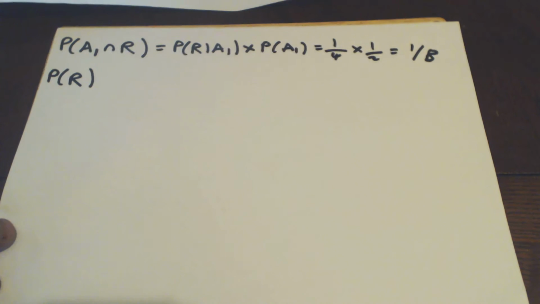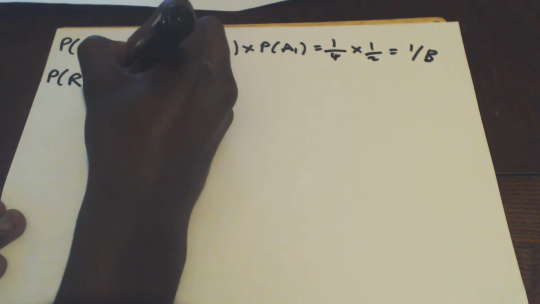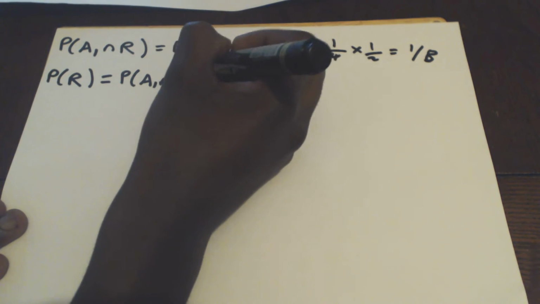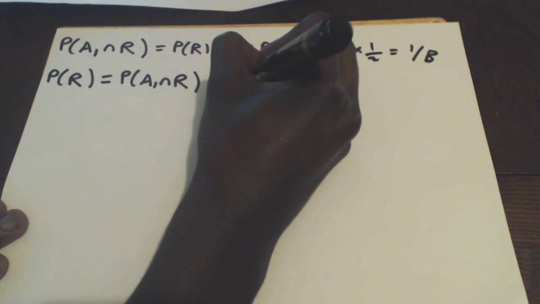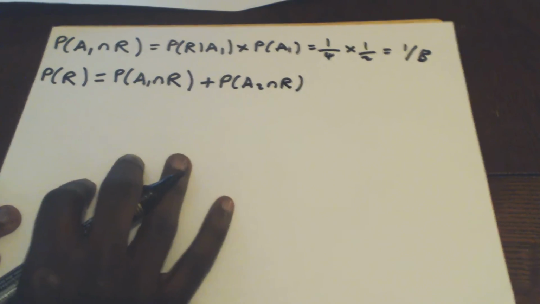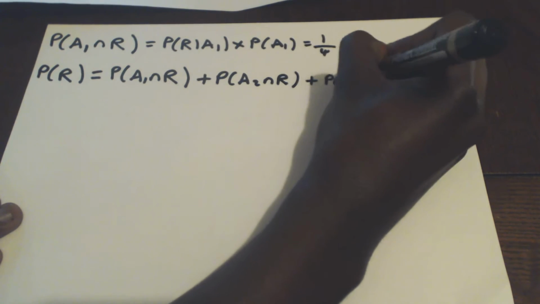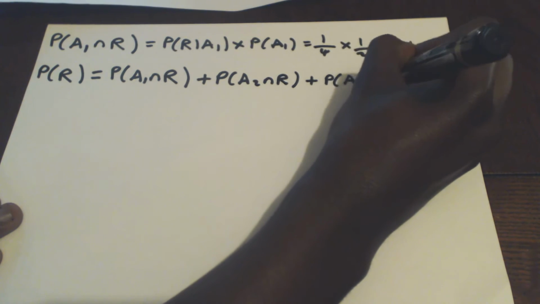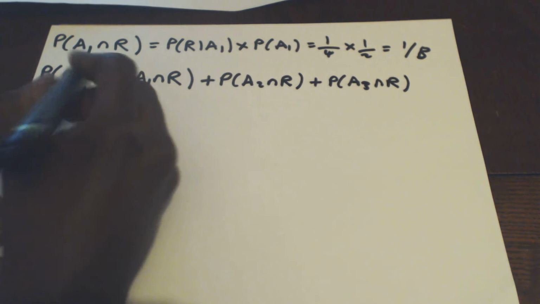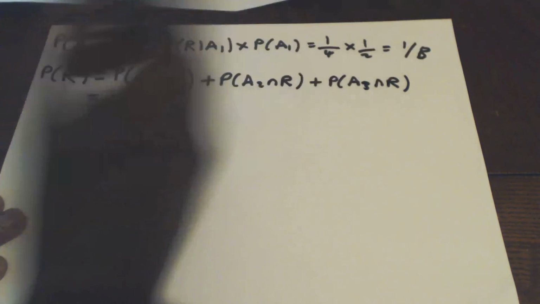We just want the probability that it needs repairing. Well, what's that going to consist of? It could be that it was A1 and needs repairing, so it could have been brand 1 and then needed repairing. Or it could have been brand 2 and needs repairing, so we're going to add on A2 intersection R. Or it could have been brand 3 that needs repairing, and that's A3 intersection R. So, what's A1 intersection R? Well, we know that from the previous question. That was 1/8.